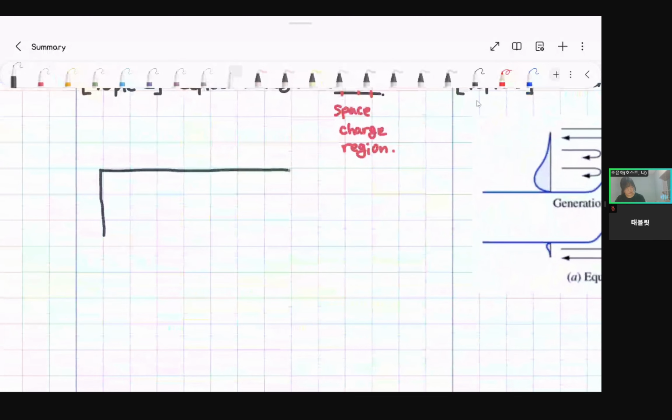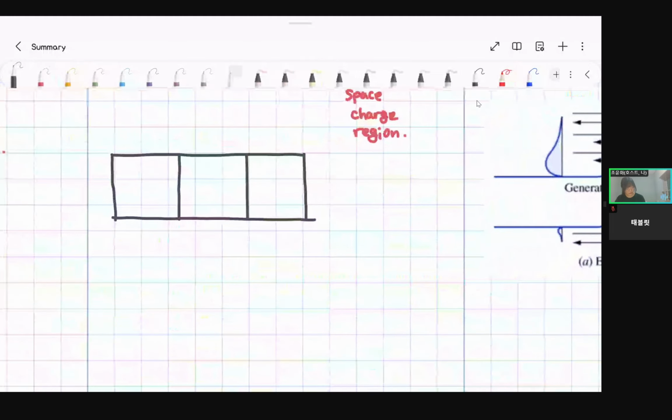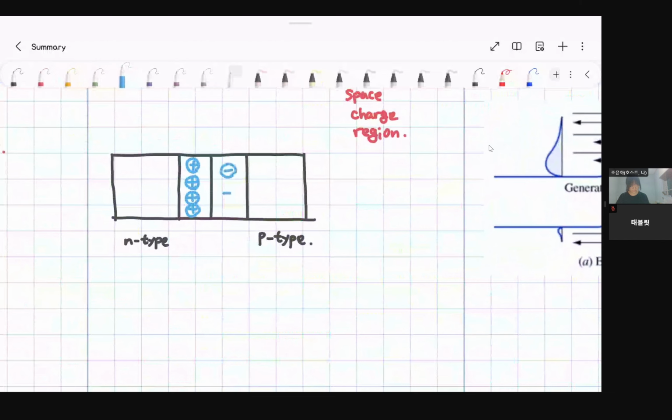I will draw the PN junction like this. And the N-type doping is 2 times more than P-type. So I will draw like this. Then we can draw like this.